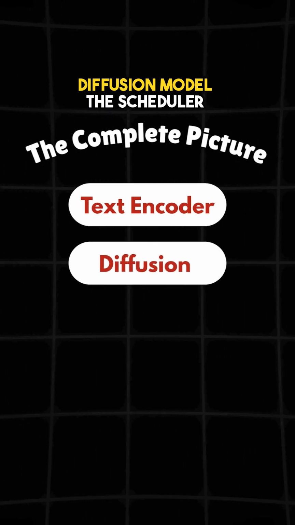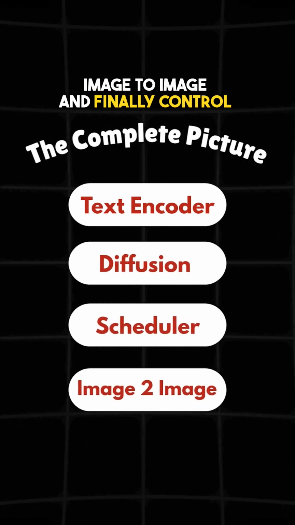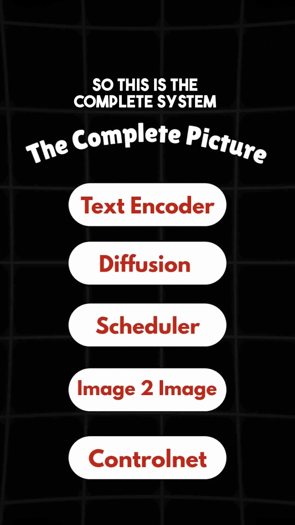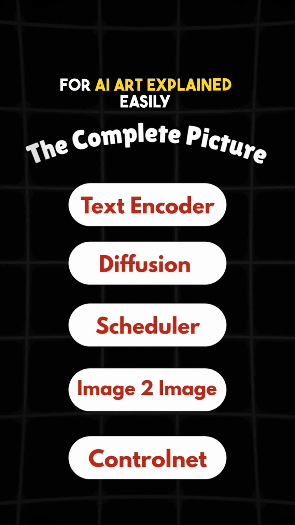So there you go, now we have the complete picture. From the text encoder to the Diffusion model, the scheduler, image to image, and finally, ControlNet. So this is the complete system for AI art explained easily.